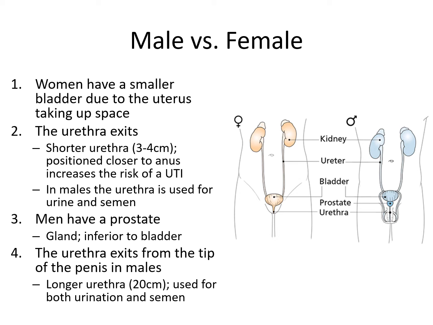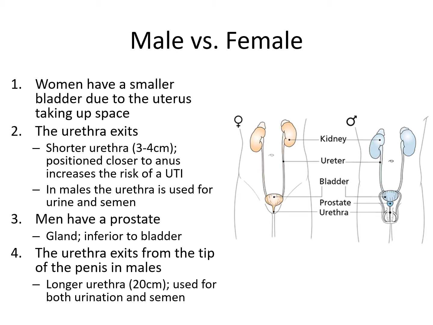Females are going to have a substantially shorter urethra, which is about 3 to 4 centimeters. It's also going to be positioned much closer to the anus and the vagina, which is going to increase the risk of a UTI. So you have bacteria and various other things going on with the vagina and with the anus. That close to your urethra, bacteria can get in there and cause a UTI. That's why females are more prone to UTIs.